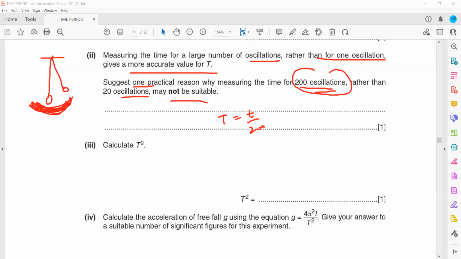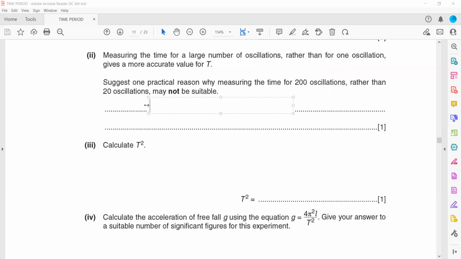Or the student might lose the count. Like, you have to count till 200 oscillations. So maybe the pendulum might vibrate for 200, but you might miss the count. So the practical difficulty when you are doing 200 oscillations is, one, the pendulum might stop before completing 200 oscillations.